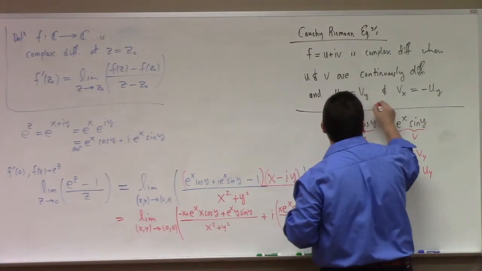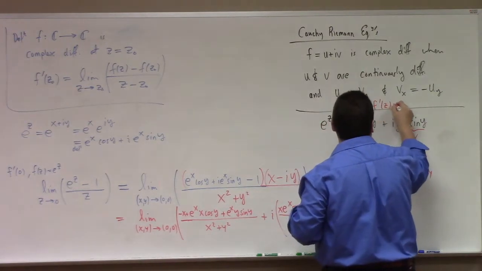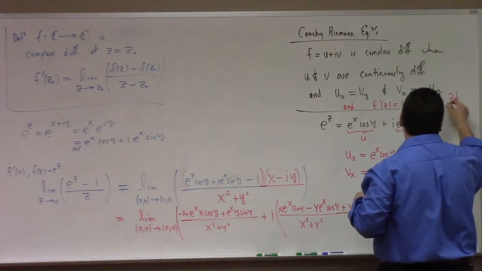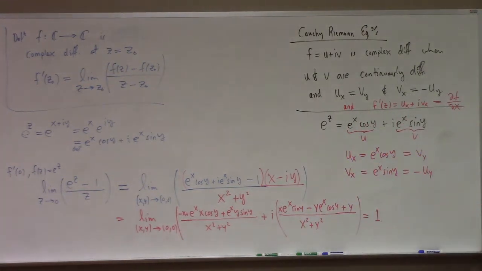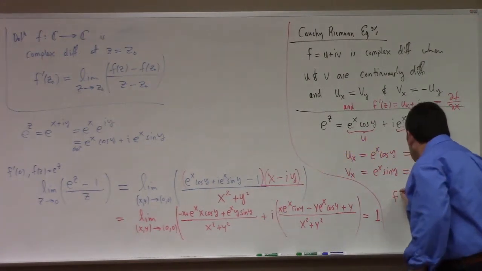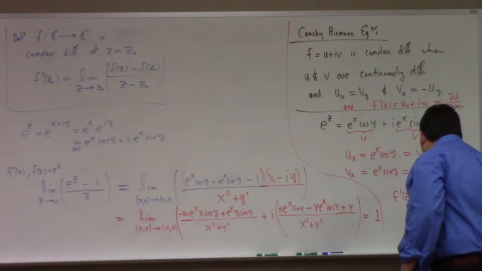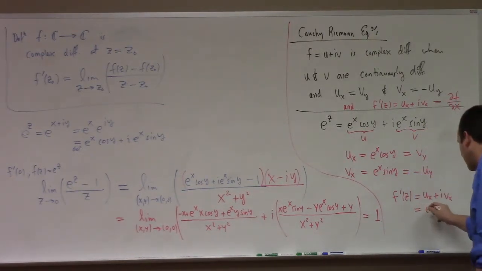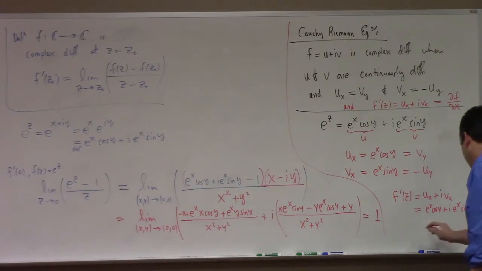Here's the rest of the theorem. And f prime of z, you know what it is? It is u_x plus i v_x. In other words, it is partial f partial x in the natural way. That is what the complex derivative is. So what is u_x plus i v_x for this example? Well, that's e to the x cosine y plus i e to the x sine y. Yay. That's e to the z.